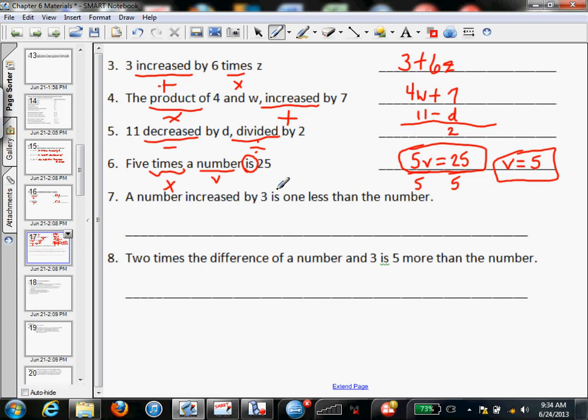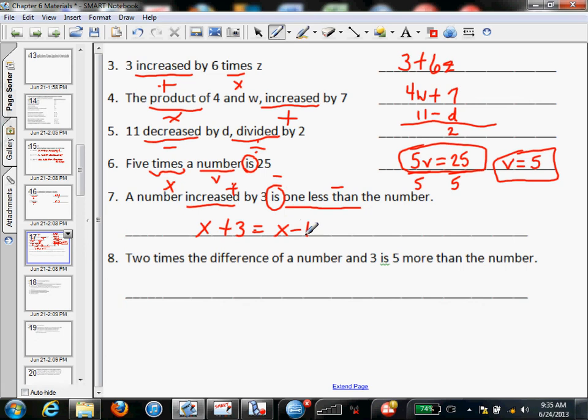Okay, so we're going to have the word is being our equals. We have increased, meaning addition, and less than, meaning subtraction. So if we get started, we have the number, or variable, increased by 3, or add, equals, is, 1 less than the number. So we have our number, and then we have to take 1 away from it.